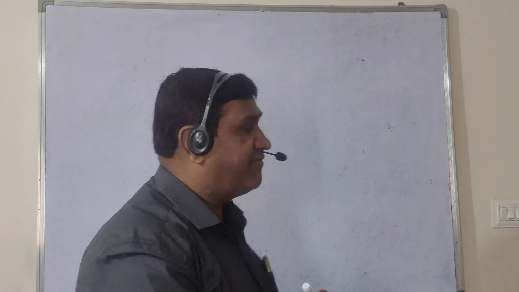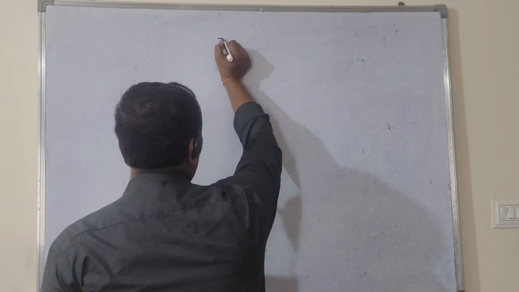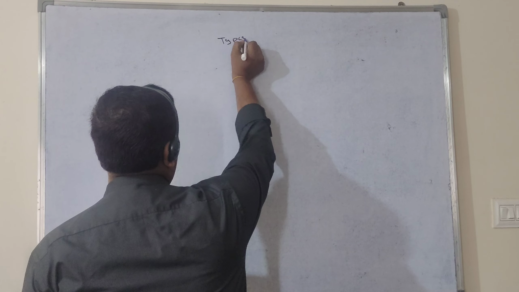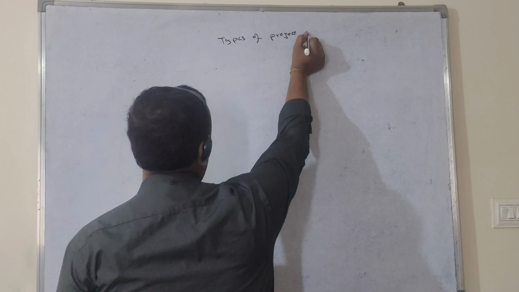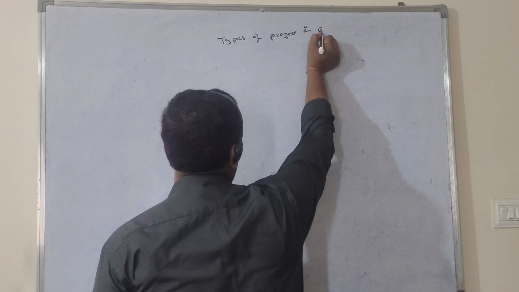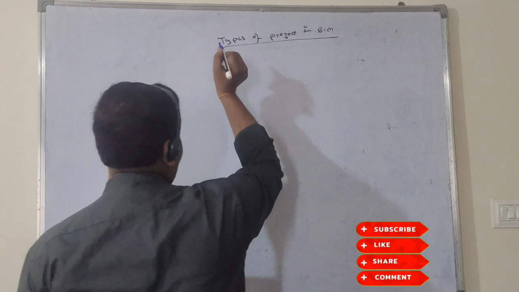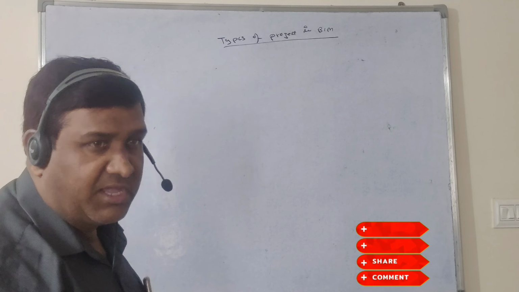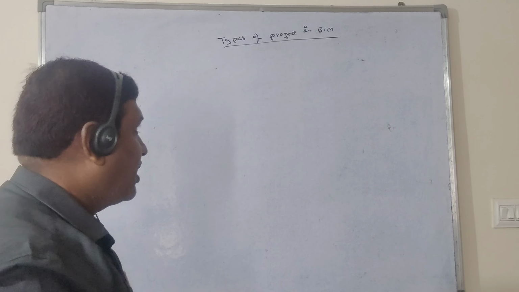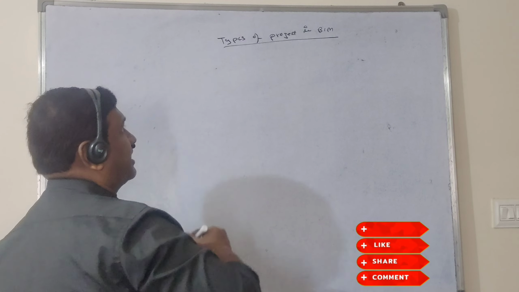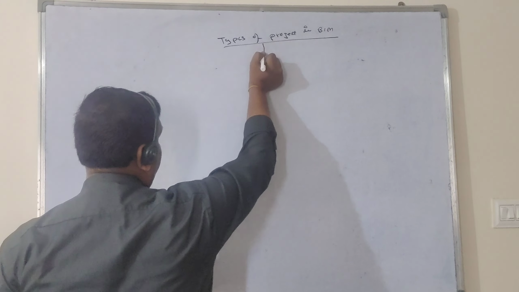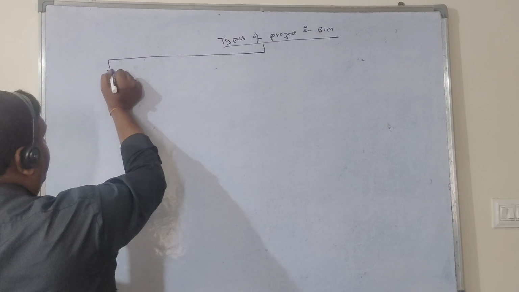In projects also we will have types, so types of project in BIM. This is the topic, because we know what BIM is. Now the types of project in BIM means how many types of project we can work on in BIM. Here you just remember there are three types of project we are working on in BIM.